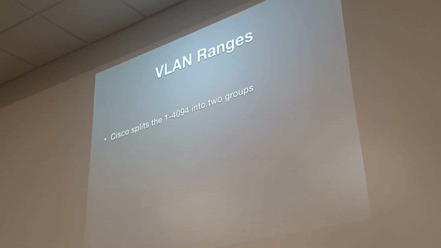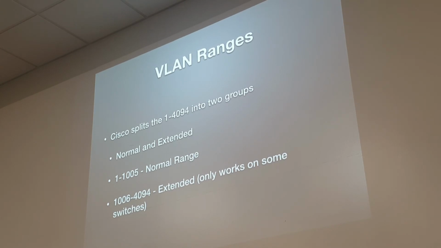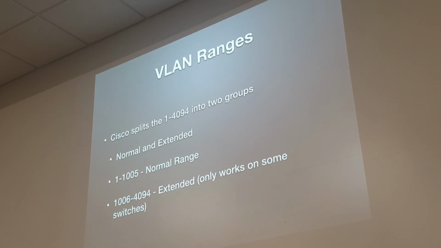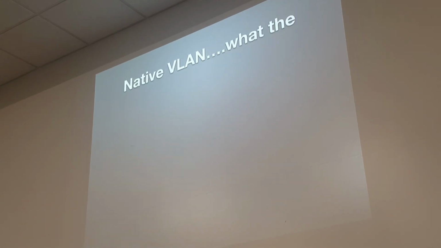Because it's not easy to have one big range, Cisco splits them into two different ranges: normal and extended. Normal is 1 to 1005, and extended is everything above 1005. Earlier switches didn't let you do extended ranges because they didn't have enough memory to go that high, like early 2912 switches, which we had 10 years ago. But all your switches will do the whole range, so you're good to go. It's just one CCNA question: VLAN ranges, normal and extended, what are they?